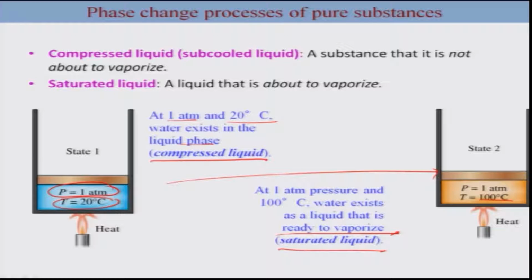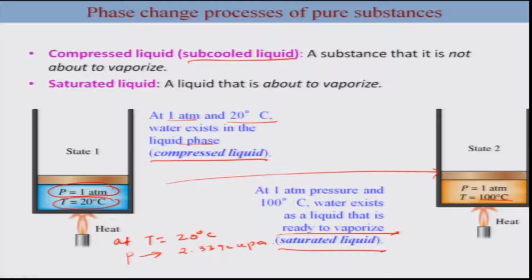They are called compressed liquid because at T equal to 20 degrees Celsius, if you want to vaporize, you need to reduce the pressure, and the pressure to which you want to reduce is 2.3392 kilopascal.